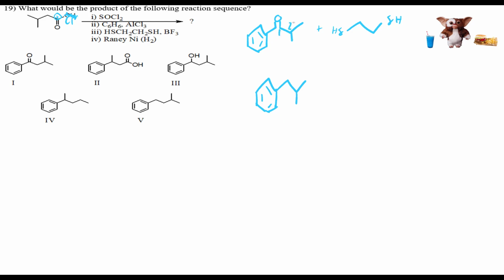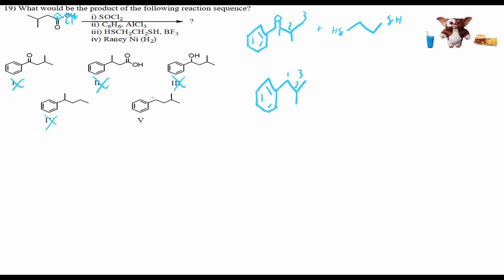We have 1, 2, 3, and over here we have 1, 2, and 3. So I still have my ketone there. That's bad. I have a carboxylic acid. That's bad. I have an alcohol. That's bad. My methyl group rearranged, so that's bad.